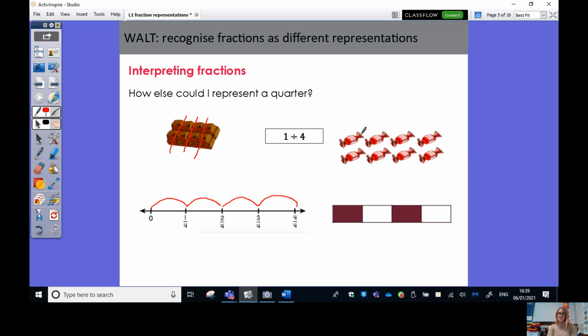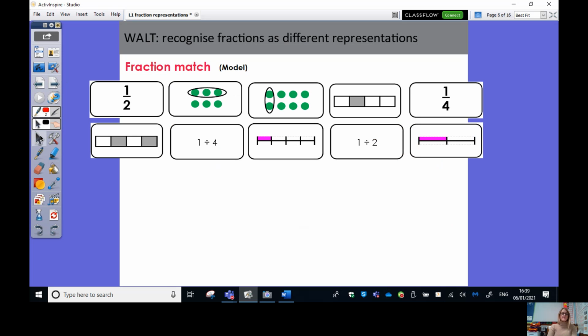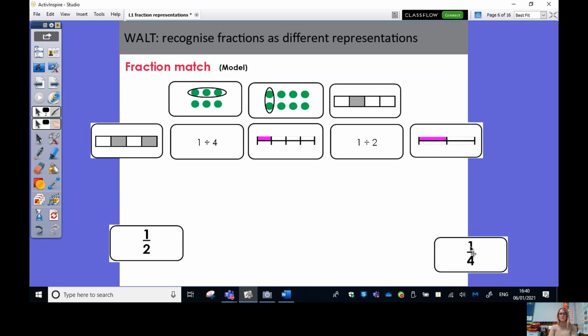And similarly with the sweets over here, again, if I split them into 1, 2, 3, 4 groups, well, one of the groups would show me 1 quarter. Okay, so I have some different representations again on the screen, so have a look at those. And what I'm going to do is match the correct ones together that are showing the same fraction, but as a different representation. So I'm going to start, I can see 1/2 here, so I'm going to put that aside, and I can see there's a quarter, so those are the ones I'm going to be looking for.